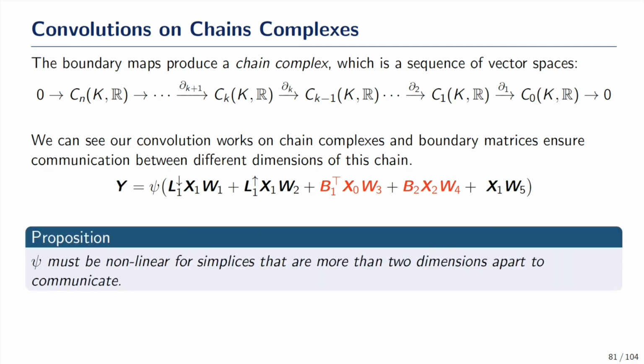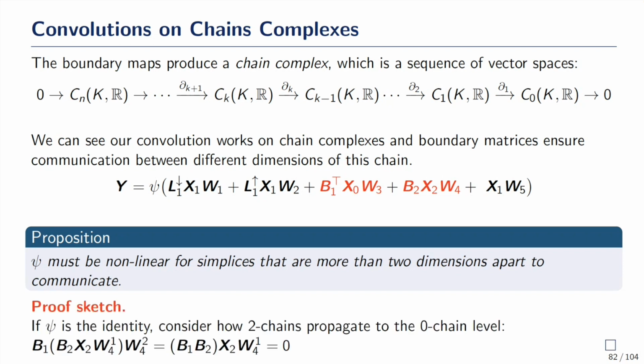Now, there's a very interesting consequence from this perspective. Because the boundary of a boundary is 0, unless you put a nonlinearity there, you can't have things that are 2 dimensions apart communicate. You can't make C0 communicate with C2, which would be somewhere here, right? You would only have these very local communications, and let me show you exactly in a proof. So if you look here, assume that psi is the identity, and let's see what happens.